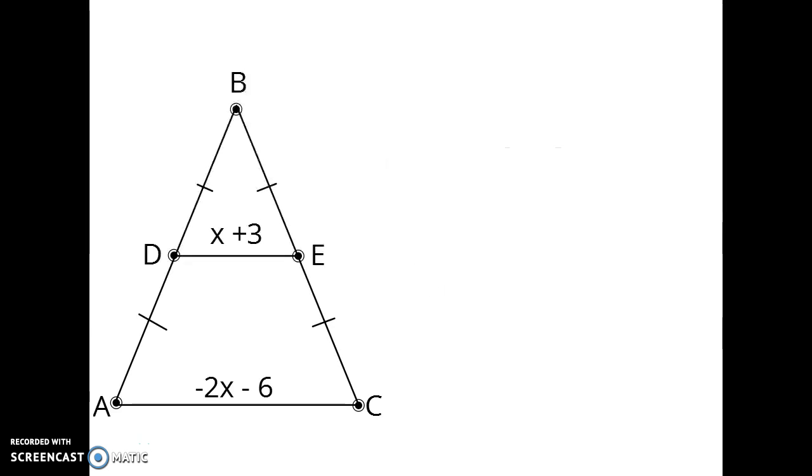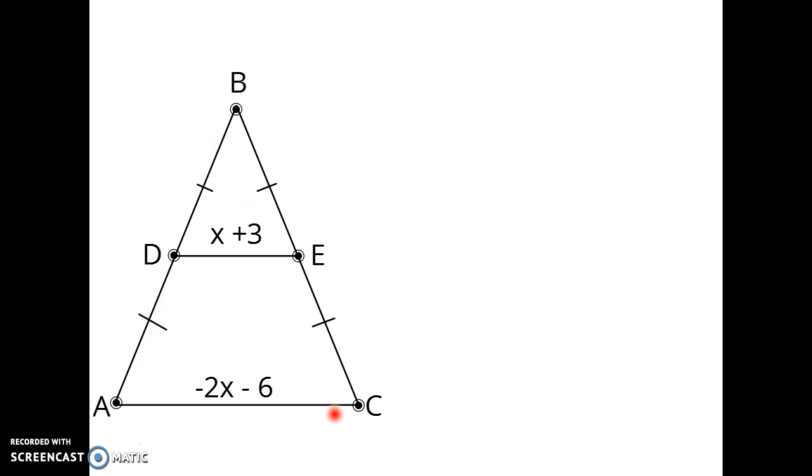We have a shape here where we are going to find x, so we're going to solve for x. This shape happens to be an isosceles triangle. How do I know that? Because this side here is equal to this side here, and angle BAC is equal to angle BCA. How do I know? Because of the definition of an isosceles triangle.